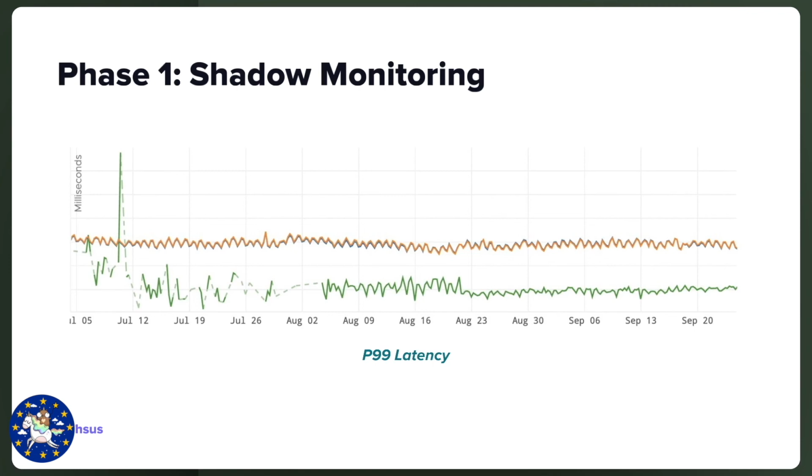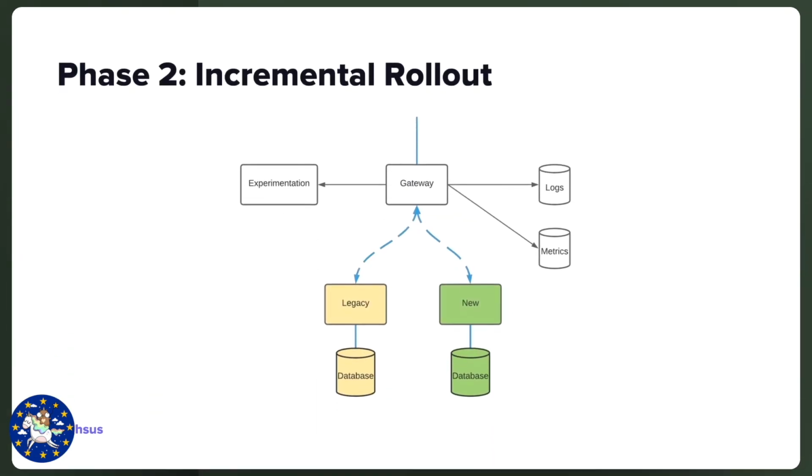So based on all of these charts that we were monitoring, we were confident that the new system was behaving and performing as expected. So that's when we moved to the next stage of the migration, which was the traffic splitting stage. And that's when we began the incremental rollout.